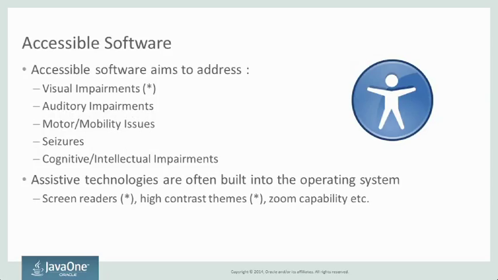Accessible software aims to address visual impairments, etc. But the thing that we were addressing most with the JavaFX Accessibility API is mostly around visual impairments, and you can see the way to address that is with screen readers and high contrast themes. The zoom capability, etc., is normally built into the operating system, and you don't really have to do much about that.